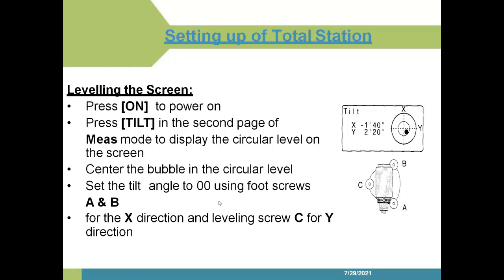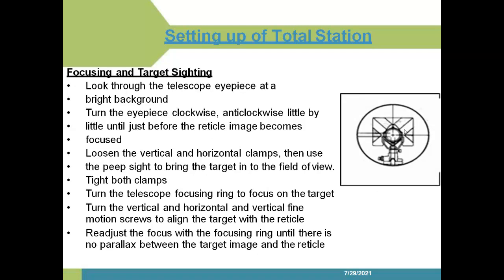In that, we can see the x and y axis. The problem is that the cross bubble should occur in the middle position. For that, we need to adjust only the A and B screws. So next one is the focusing and target sighting.